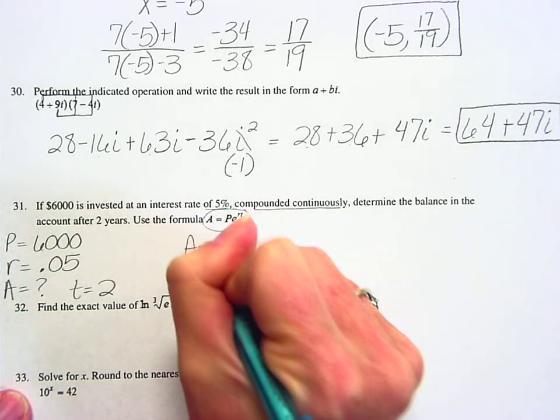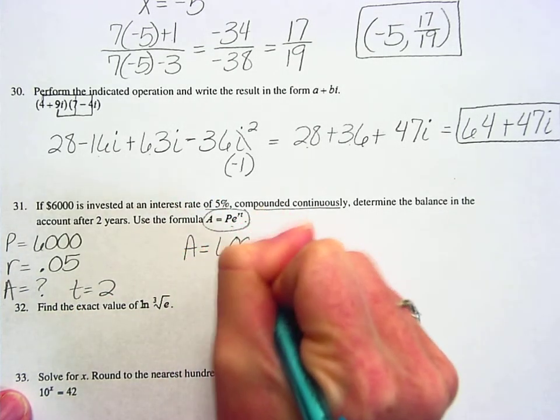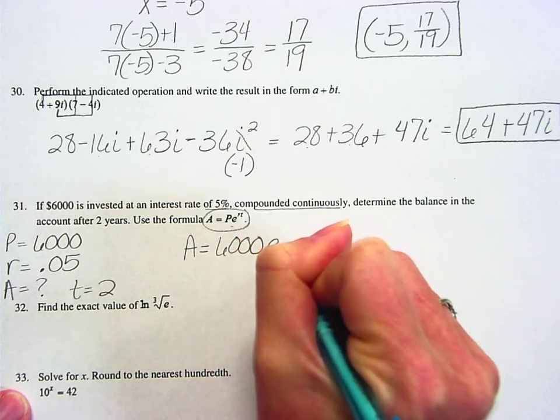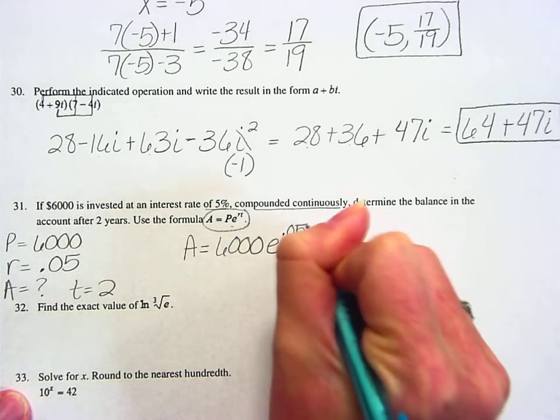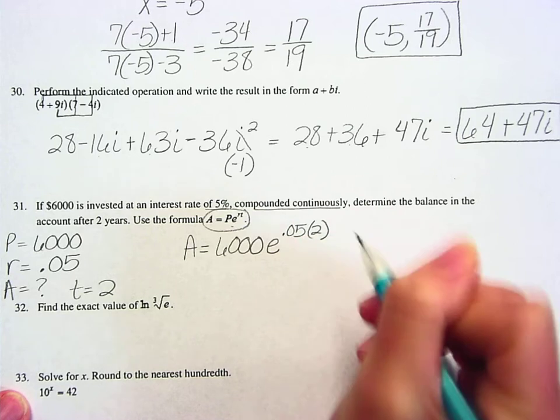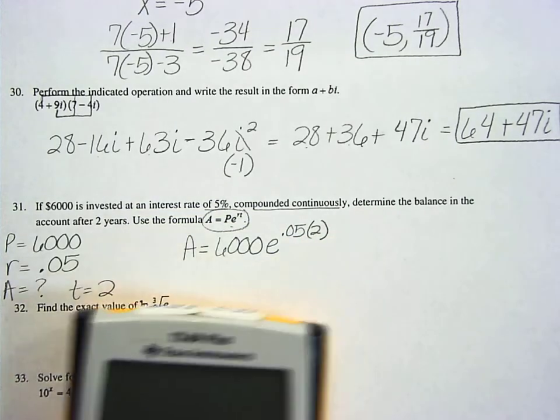All right, so my ending amount is going to be equal to my $6,000 with e to the 0.05 times 2 power. All right, so I'm going to put all of that into my calculator.